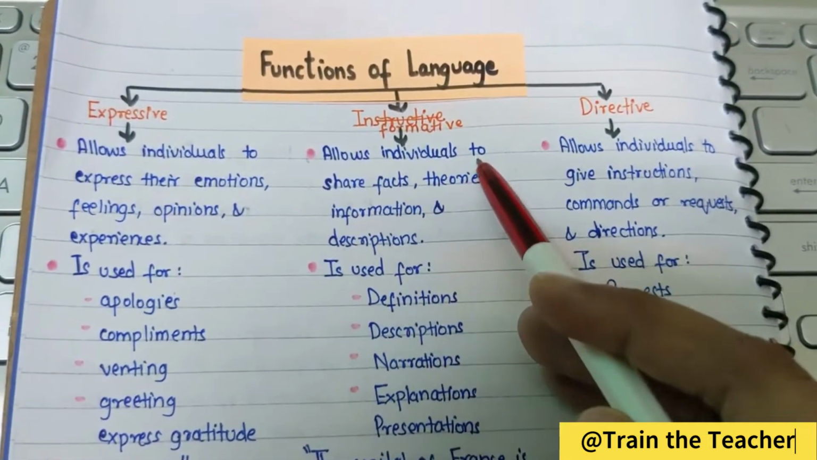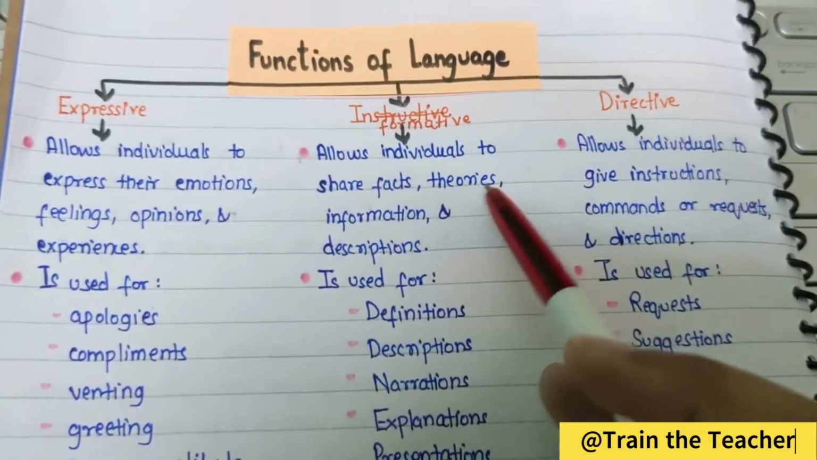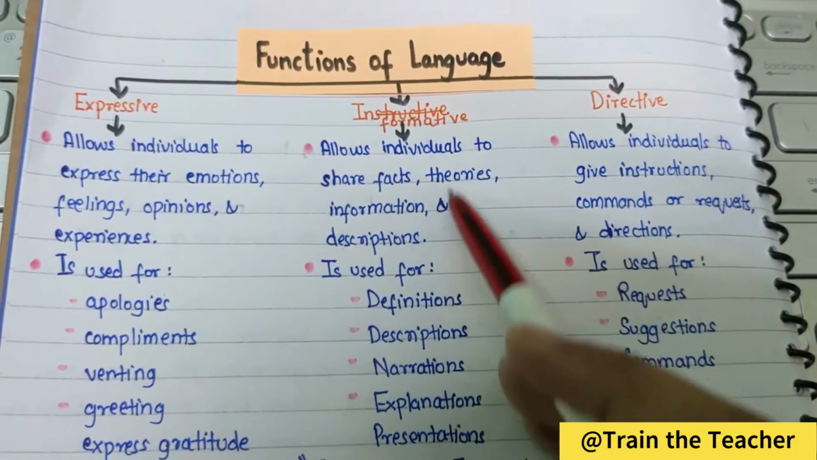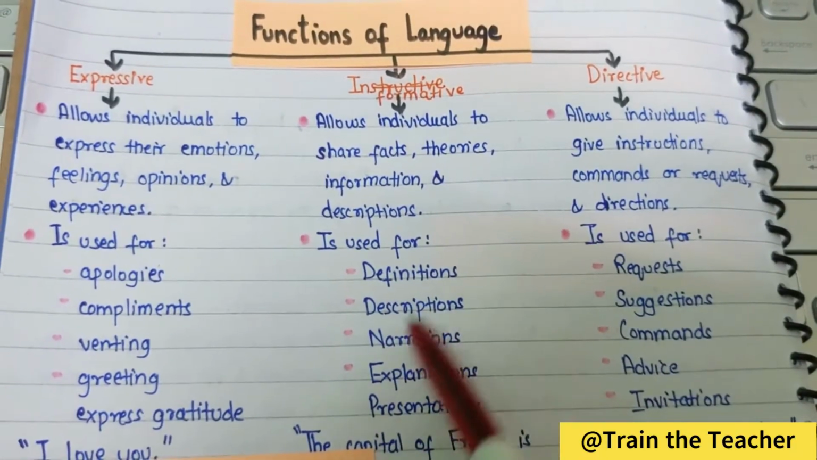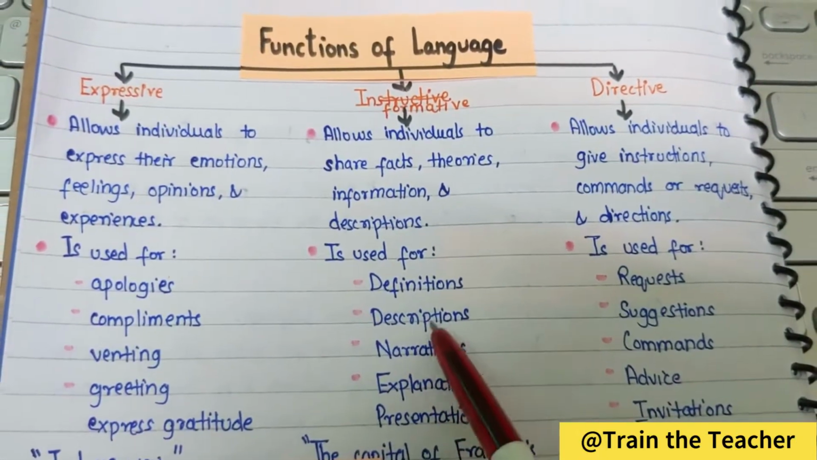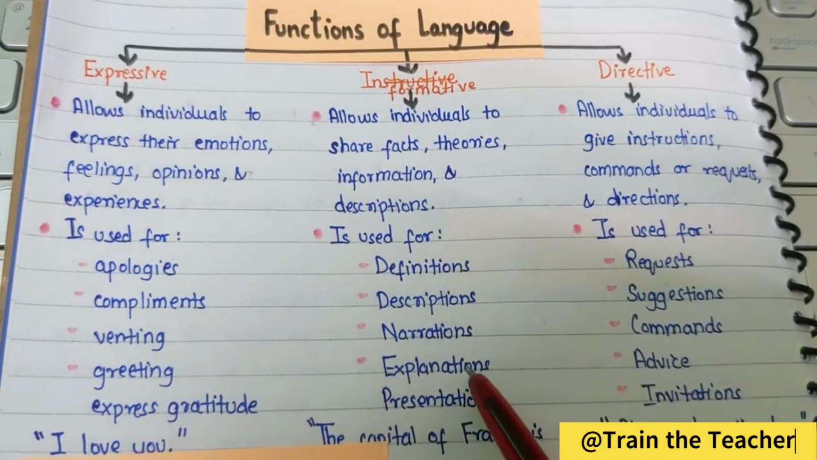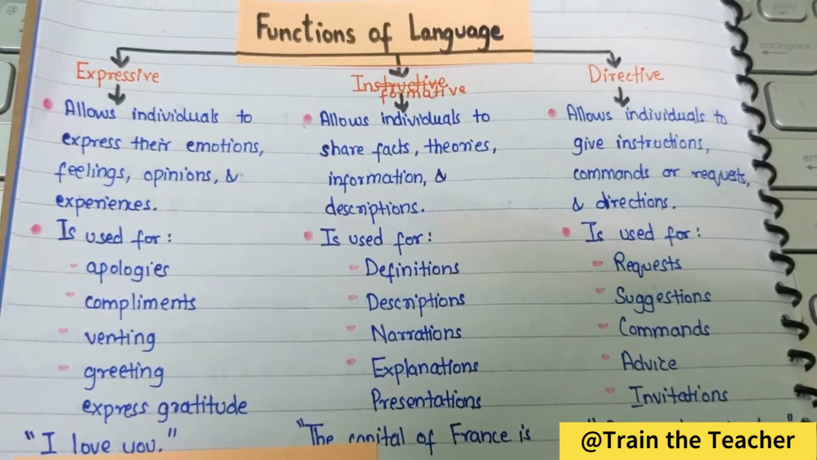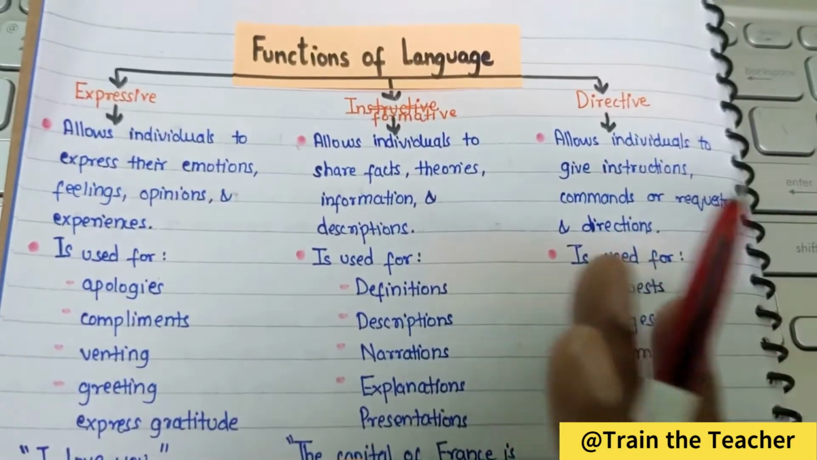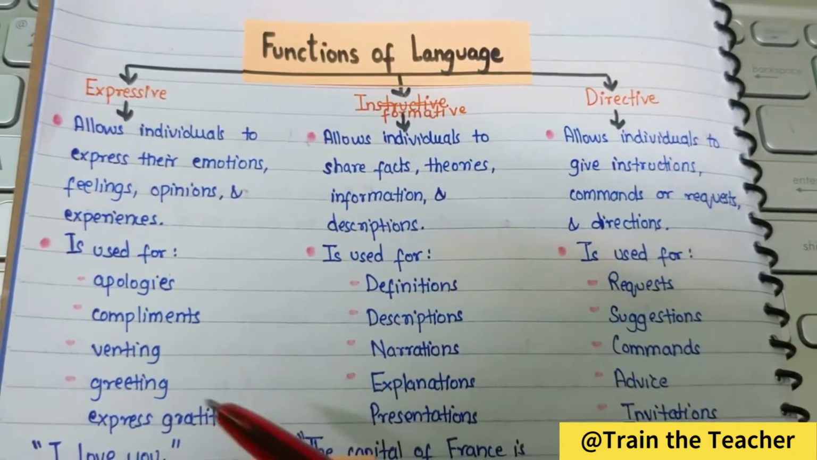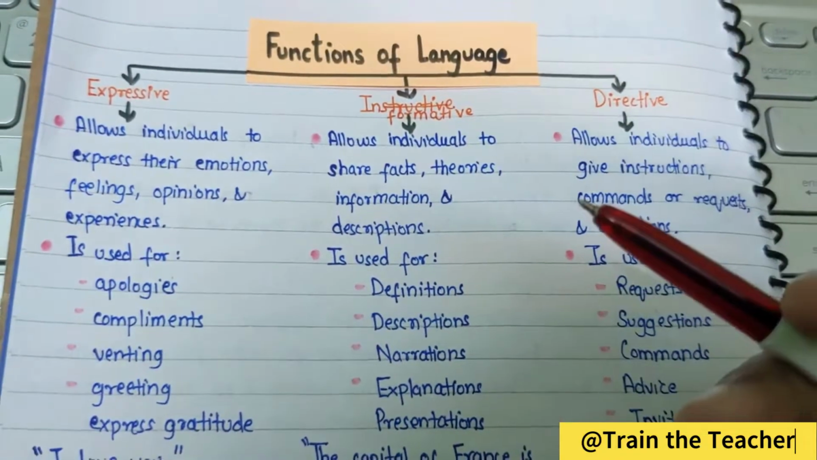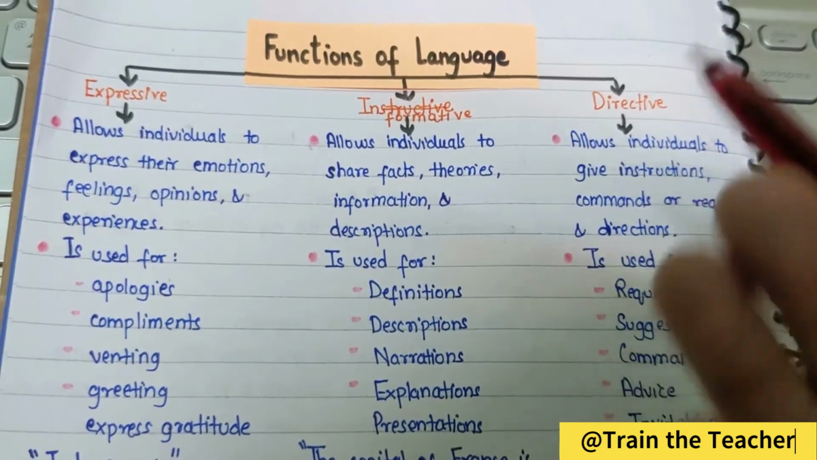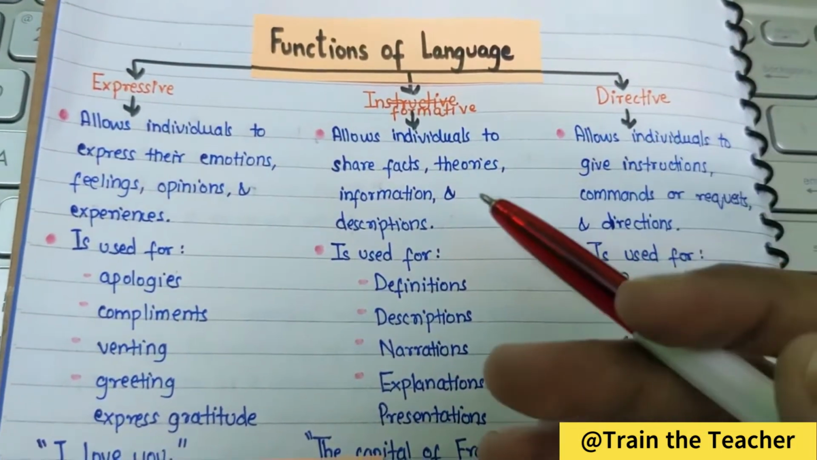The next one is informative. It allows individuals to share facts, theories, information and description. Again, information majorly, right? And information can be of various types, like definitions, descriptions, narrations, explanations, presentations, etc. Now, the capital of France is Paris. This is an information. So अगर मैं किसी को जाके बोल रही हूँ, the capital of France is Paris, so I am communicating, but कौन सा function है? It is an informative function.